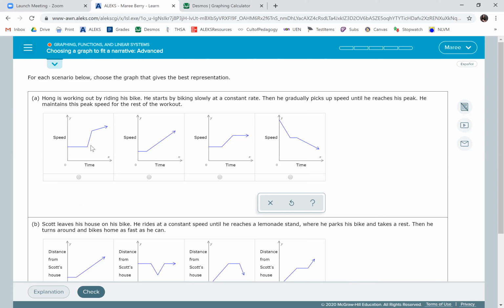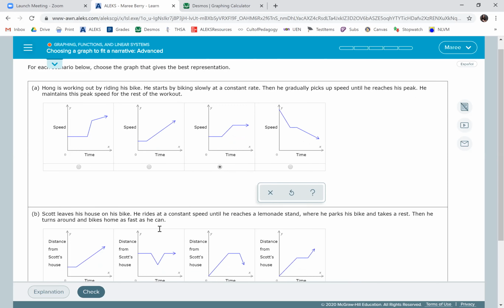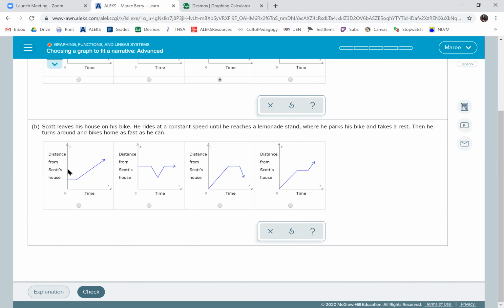So these ones all increase in the second part. This one is going to continue to increase slowly. This just keeps increasing forever. This one is the one where we're going to pick that he maintains his speed, because then he's going to stay constant. So now we're looking at distance from Scott's house.